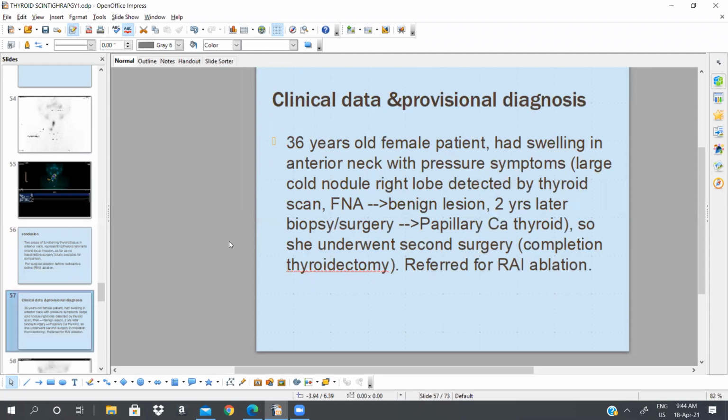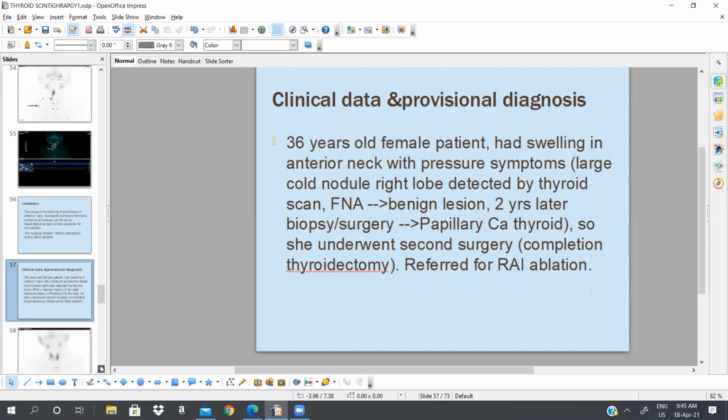Now, a scenario: a 36 years old female had swelling in the anterior neck with pressure syndrome, a large cold nodule in the right lobe, fine needle showed a benign lesion. 2 years later, surgery was done and it turned out to be a papillary CA thyroid. So you see, fine needle can give a false negative, as in this case. It is actually papillary when they did the biopsy surgery. So this patient underwent a second surgery, completion thyroidectomy, and was referred for radioactive iodine ablation.